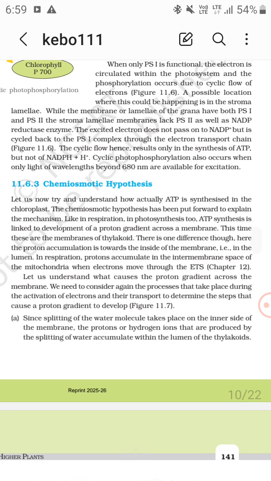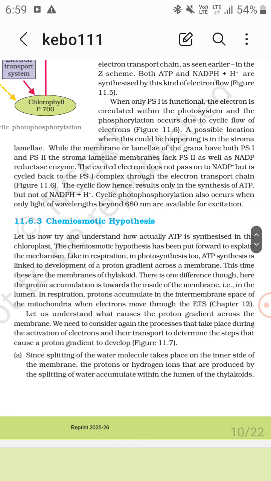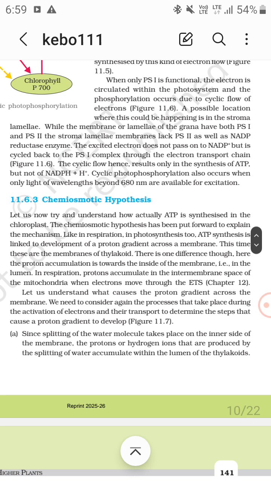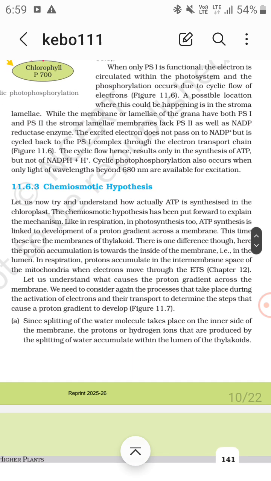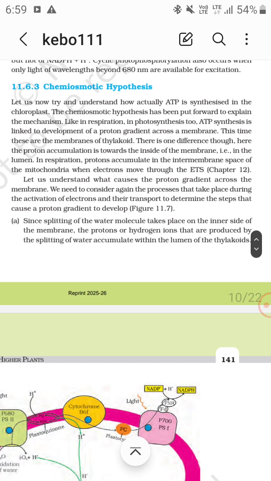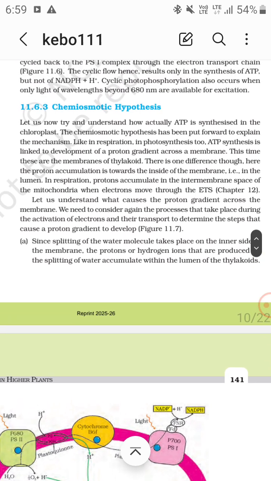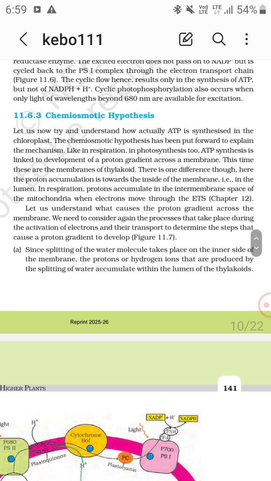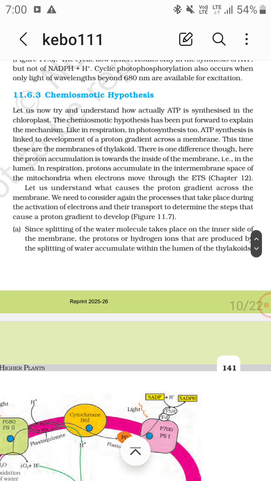The cyclic flow hence results only in the synthesis of ATP but not of NADPH plus H plus. Cyclic photophosphorylation also occurs when only light of wavelength beyond 680 nanometer is available for excitation, right? And also ATP is synthesized in the chloroplast. This is chemiosmotic hypothesis. In respiration, protons accumulate in the intermembrane space of the mitochondria when electrons move through the ETS. So between the two membranes there is accumulation of the proton.